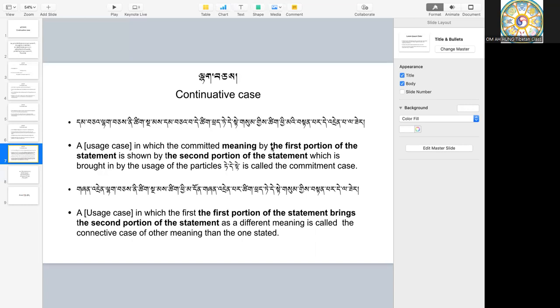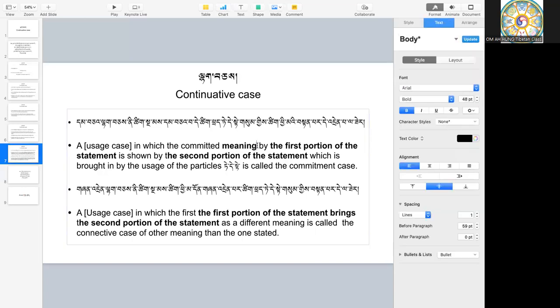Now the third usage case has 4 sub-usage cases. The first one had 2 variations. This has 4 variations, and the variation is on the basis of this committed meaning. So there are different committed meanings, and on the basis of different committed meanings, there are different sub-usage cases. So 4 in here, 2 variations for the first one, and no variation for the last one.